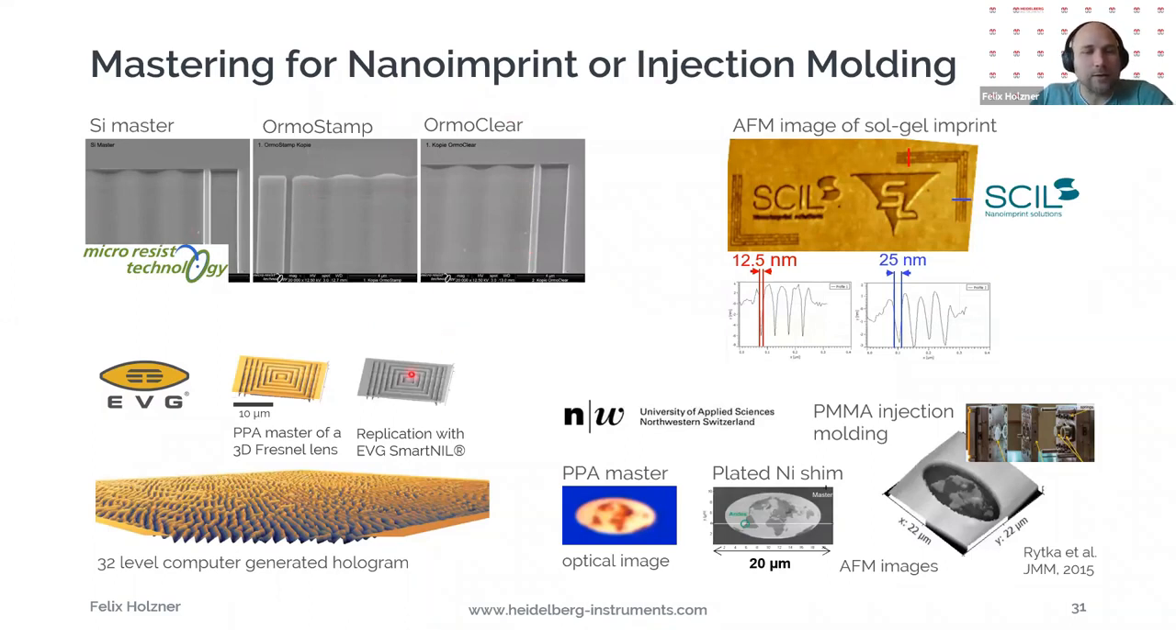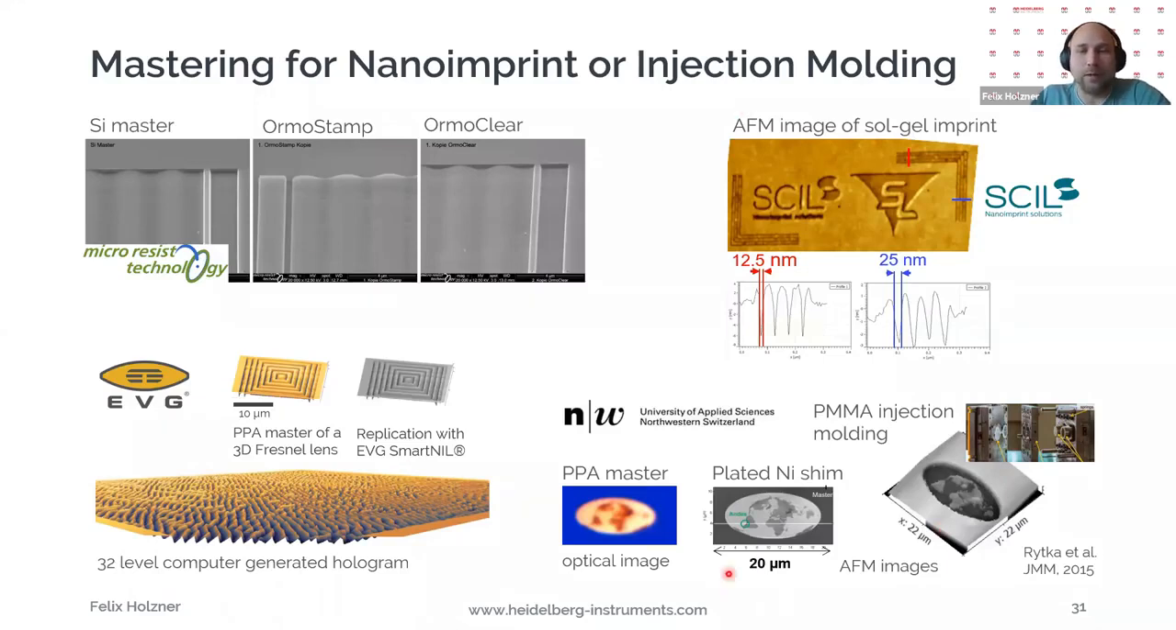But interestingly, you can also use the PPA thermally responsive resist directly to make a transparent UV soft master, like in the SmartNil process from EVG or in the skill process. So that's interesting. And maybe even more interesting, you can use this PPA master, this 3D structure, and directly on top you can make a plate in nickel. And then you have an inverted 3D structure in nickel. In this case, this was put into injection molding machines and then replicated with very high speed. So that's also a very interesting approach.